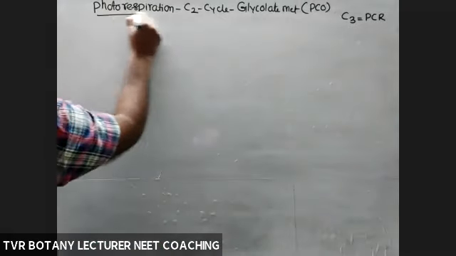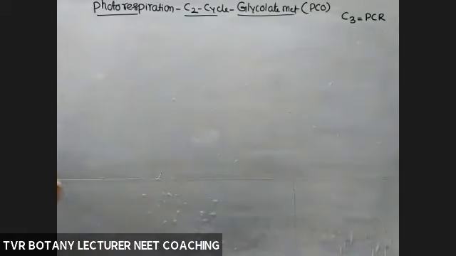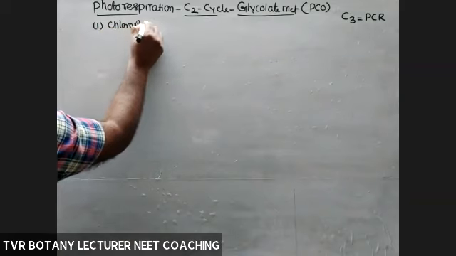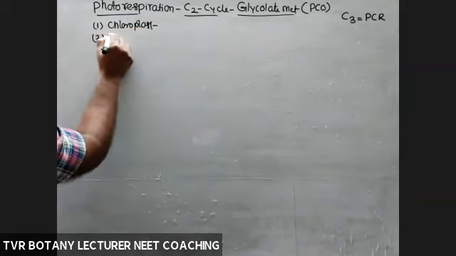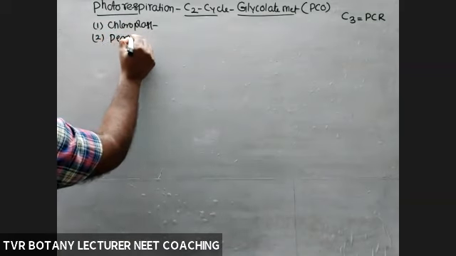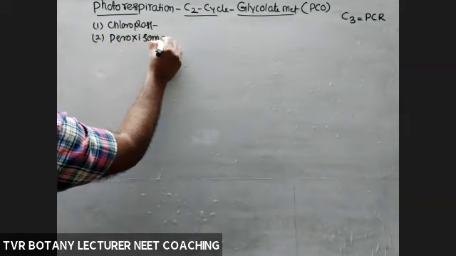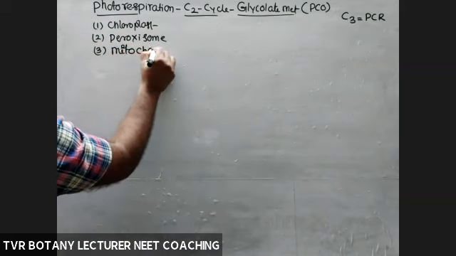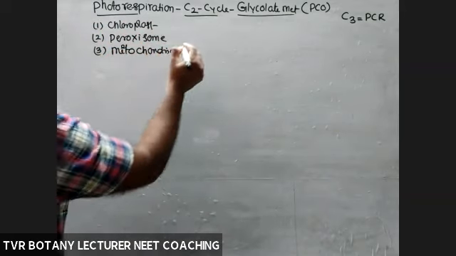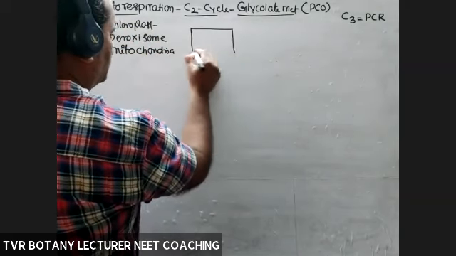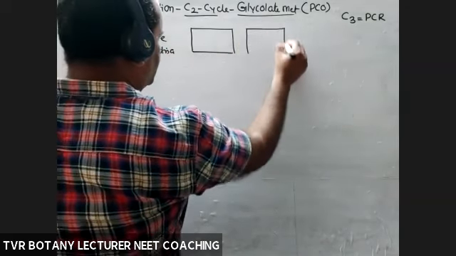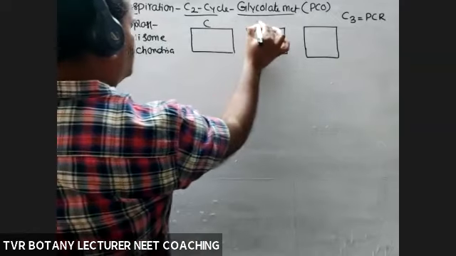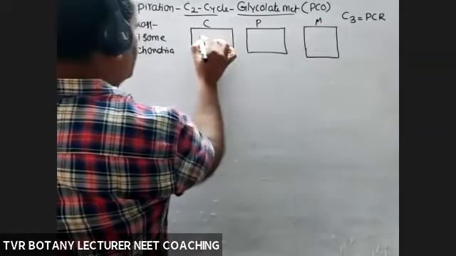Okay, so here, what are the cell organelles involved? Chloroplast. Second one, peroxisome and mitochondria. Briefly, I will give you here. This one is a chloroplast. Chloroplast, peroxisome, mitochondria. This is a cyclic pathway.